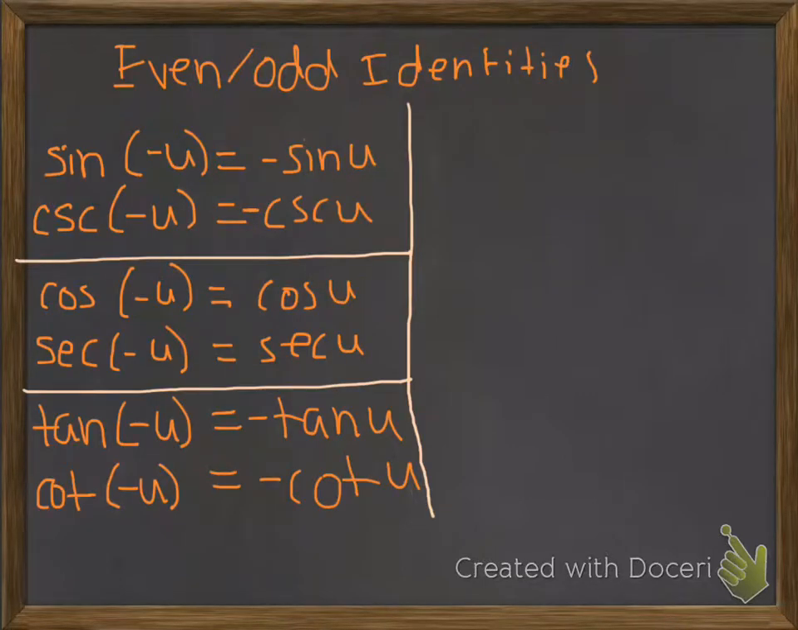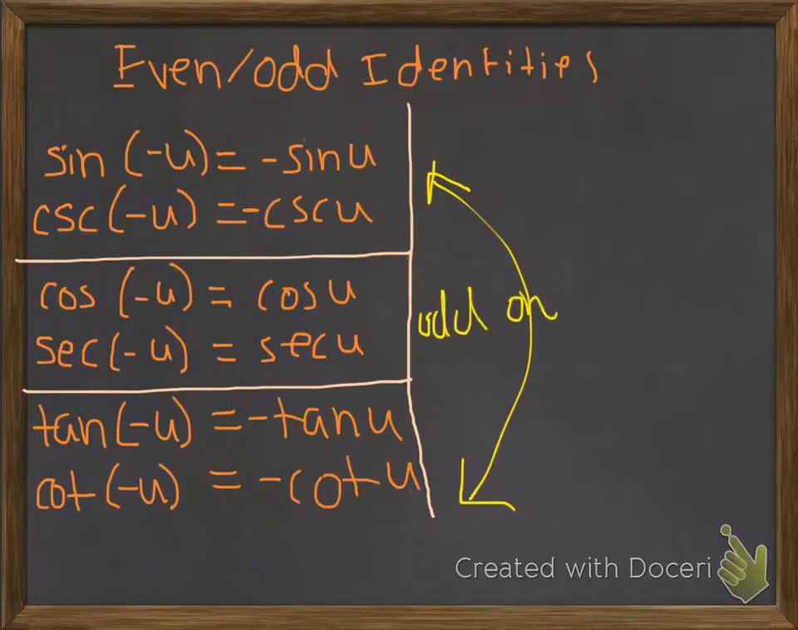And our last one is the even and odd identities. So basically, sine of negative u equals negative sine of u, and you can read through these, but as you can see that these 2 are similar. So the tangent and the sine are similar. And this one's the only one that's the odd one out. So odd one out. Basically, so that's basically it.